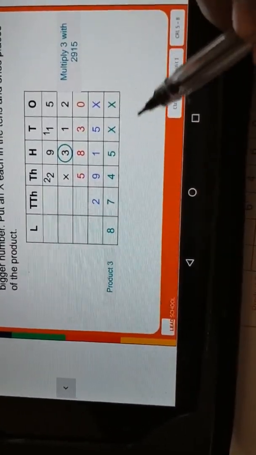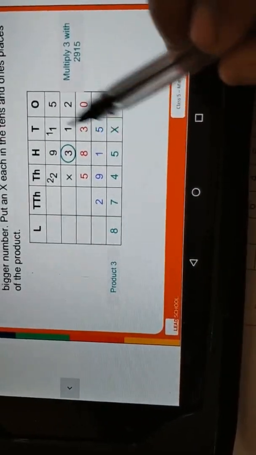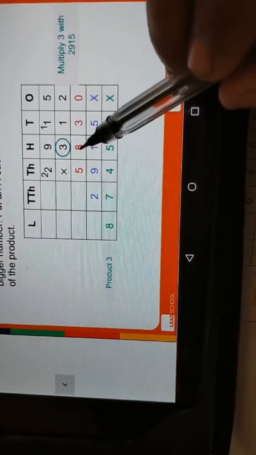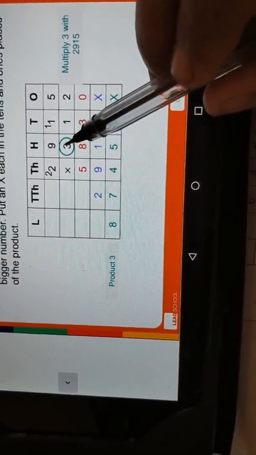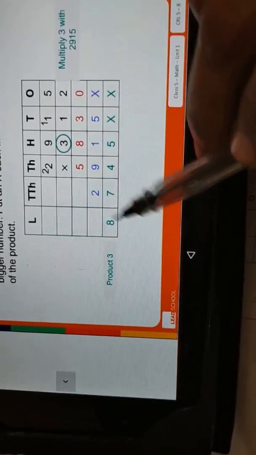We have to put 2 cross marks is there, and then we have to write 3 5s are 15. 1 is a carryover. 3 1s are 3. 3 plus 1 is 4. 3 9s are 27. We have to write here 7. 2 is a carryover. 3 2s are 6. 6 plus 2 is 8 is there.